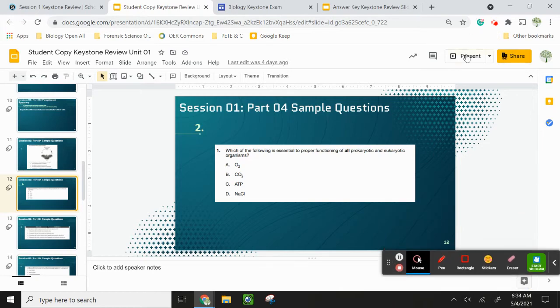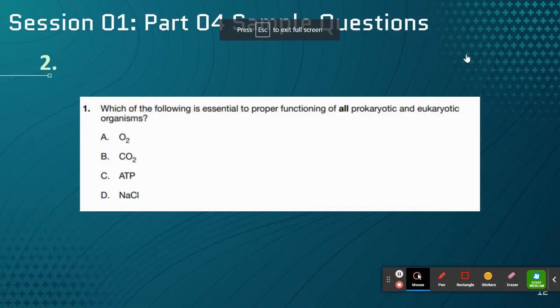Which of the following is essential to proper functioning of all prokaryotic and eukaryotic organisms? You need to know the differences between prokaryotes and eukaryotes. So, they all need oxygen, they all need carbon dioxide, they all need ATP, or they all need sodium chloride. Let's take a second, answer this in the Ed puzzle. Pause if you have to.